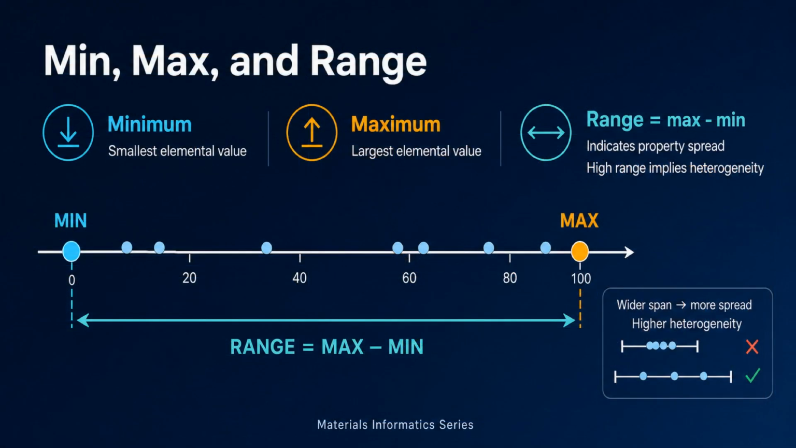Minimum captures the smallest elemental value in the composition. This can represent limiting factors, like the smallest atomic radius determining close packing limitations. Maximum captures the largest value, like the highest electronegativity element dominating bond polarity. Range is simply maximum minus minimum and indicates heterogeneity. High range in electronegativity suggests ionic character. High range in atomic radius suggests lattice strain.